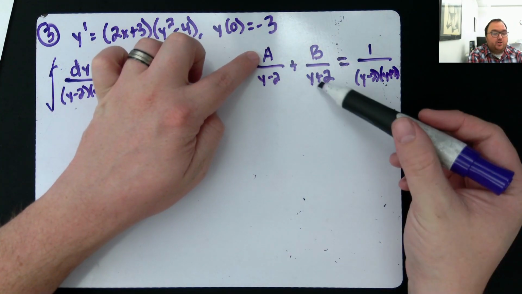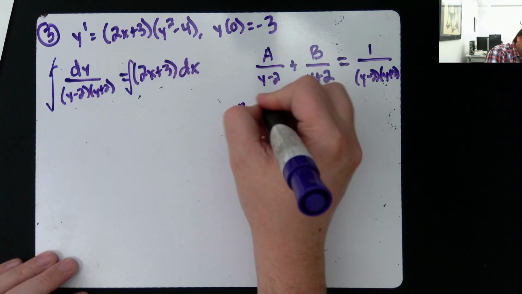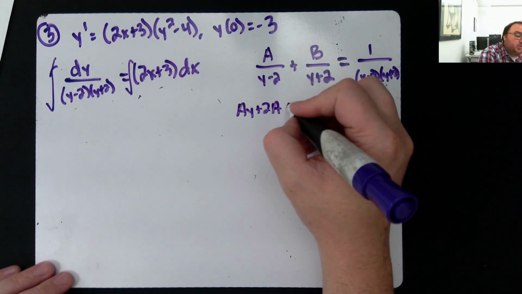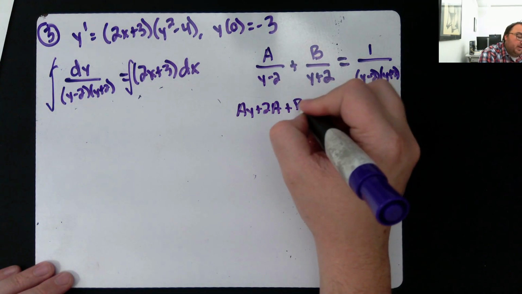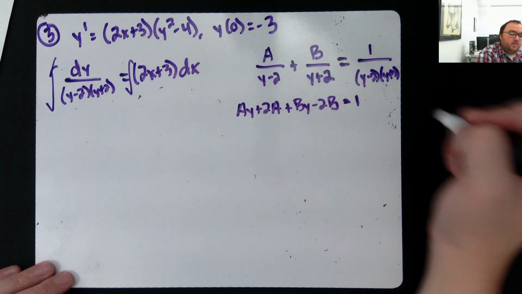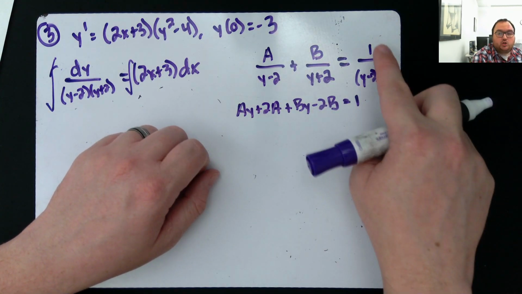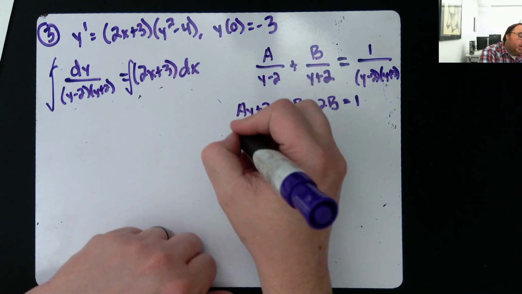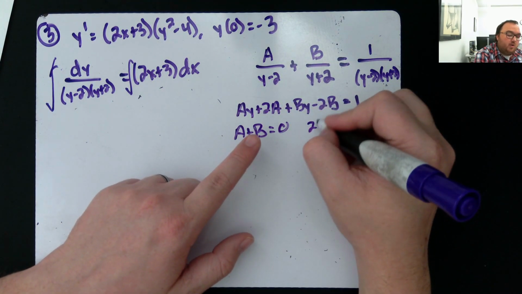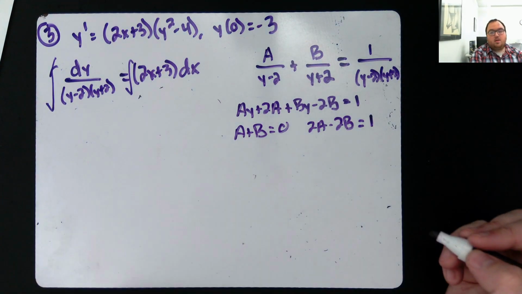So for the a, I need to multiply it by y plus 2. That gives me ay plus 2a. For the b, I need to do y minus 2, so plus by minus 2b has to be equal to 1. So the y's, ay plus by, there's no y's over here, so a plus b has to be equal to 0. And then 2a minus 2b has to be equal to 1.